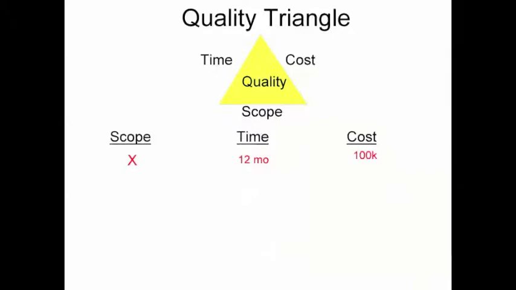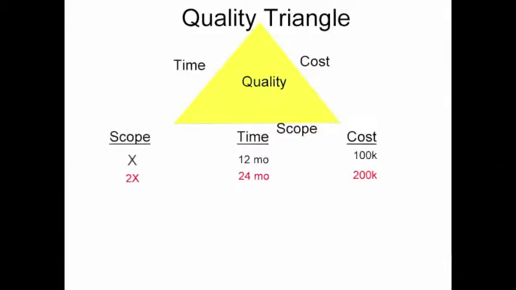I want to talk a few minutes about the quality triangle, and I'll give a couple examples. I think it can best be illustrated by using some tables. Let's assume we have a scope, whatever it is, of 100 widgets. We need to produce these 100 in a time frame of 12 months at a cost of $100K. Well, if we increase the scope to 200 widgets, we would naturally think we're going to go up to 24 months and 200K. And that's sort of what the cost would be when you do that.